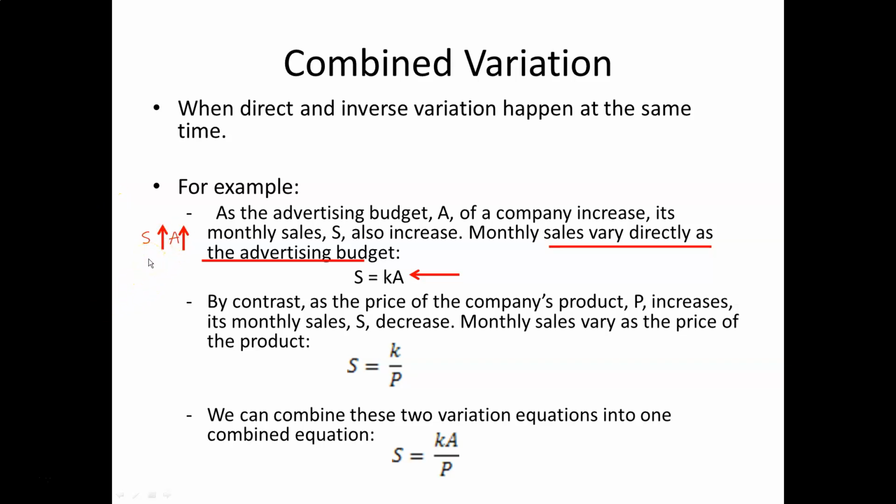By contrast, as the price of the company's product increases, its monthly sales S decreases. Monthly sales vary as the price of the product. So this is the formula. Yeah, inversely is not in there. You need to put it in there. So inverse proportion, S goes up, P goes down. So if you cut your prices, the amount you'll sell goes up.